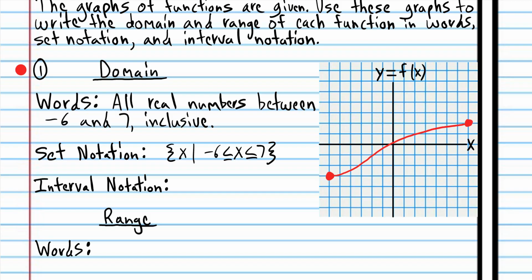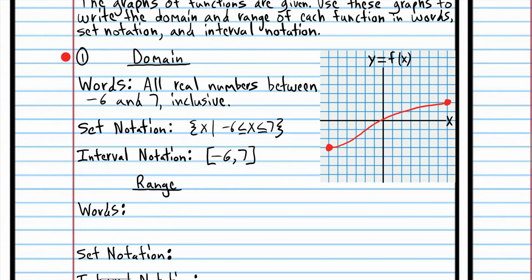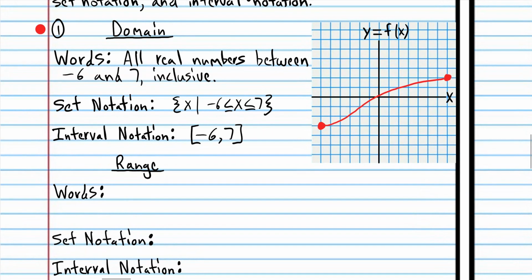In interval notation, we say -6 to 7 with brackets, and the reason we use brackets instead of parentheses is because, again, the x values of the endpoints are part of the domain. So that's it. That's the domain of the function.